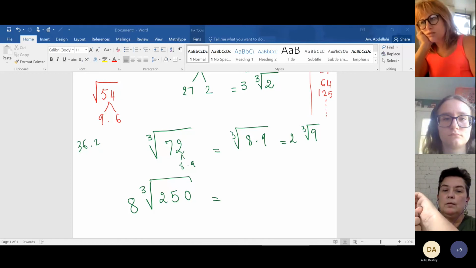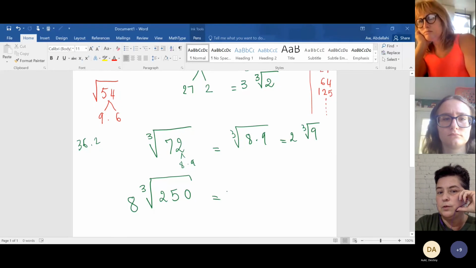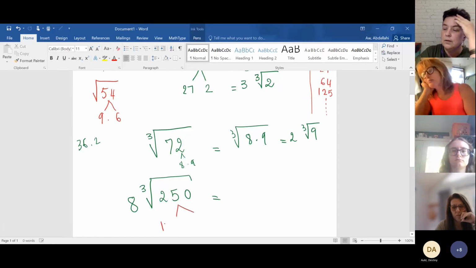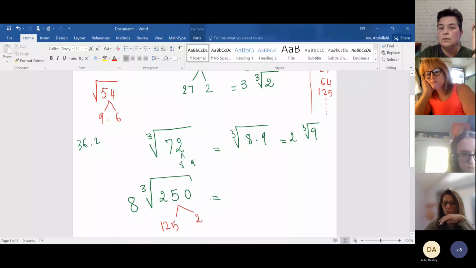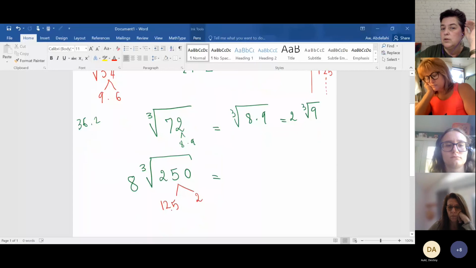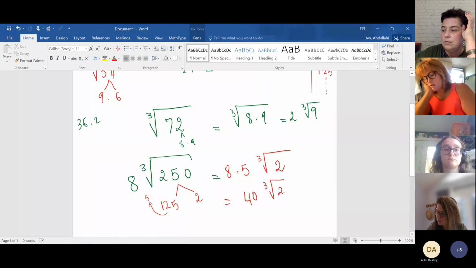What about the next one? What numbers are you going to use? I can do it. It's 125 and 2. Now, what do you do next? The cube root of 125 is 5. So I multiply 5 times 8. Exactly, which is 40. And then I put the cube root and the 2 on the inside. Exactly. It's going to be 40 cube root of 2.